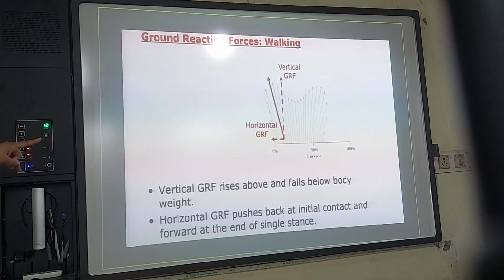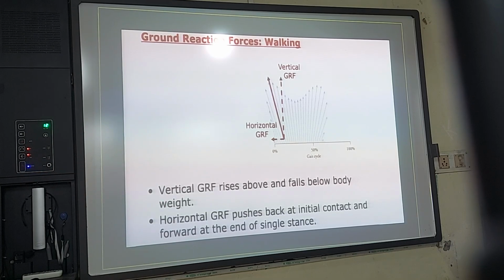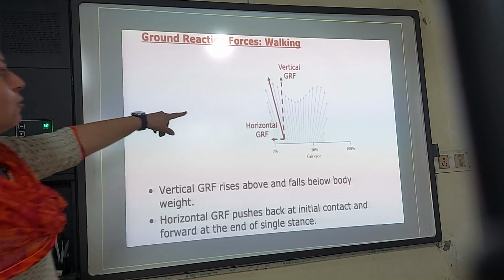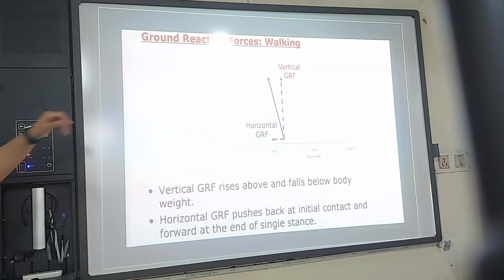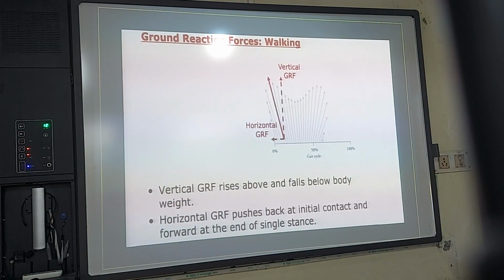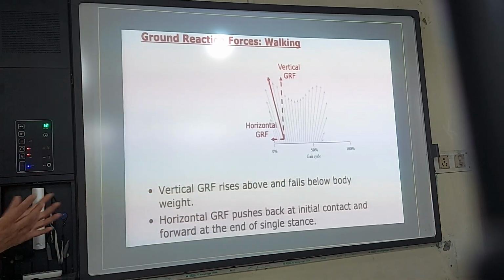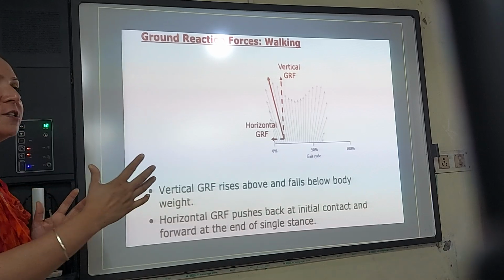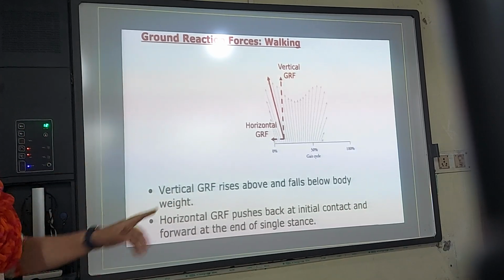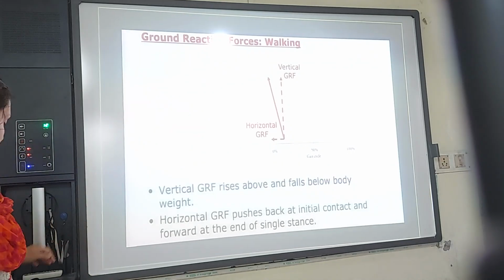You understand what the vertical forces and the horizontal forces are? The ground reaction forces are the magnitude of the force. If it is going above the center of mass or above the body weight, then it is represented by the vertical line, and the horizontal line represents whether this force is responsible for pushing you backwards or propelling you forwards. Backwards or forwards is represented by the horizontal ground reaction force.